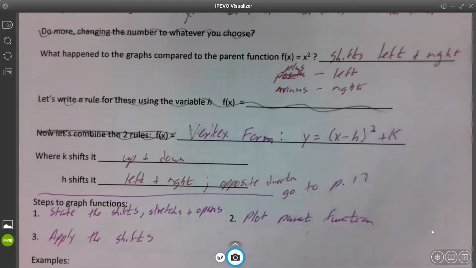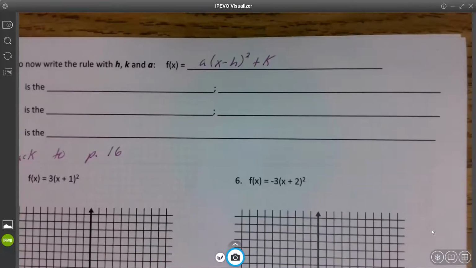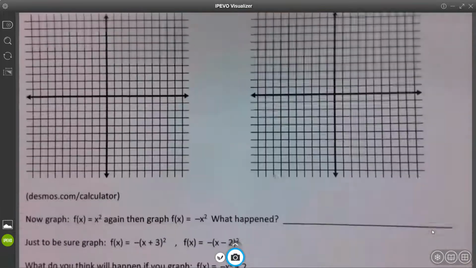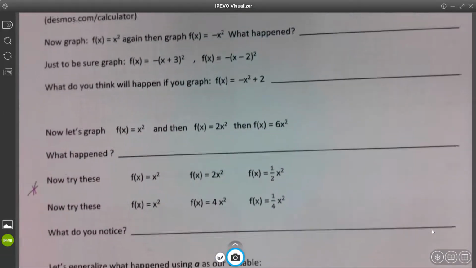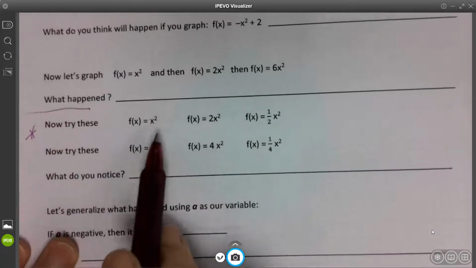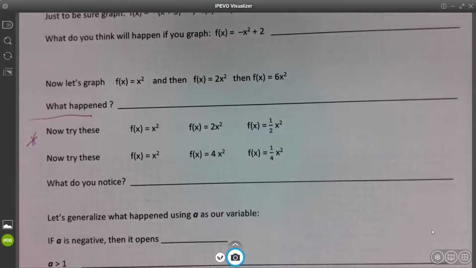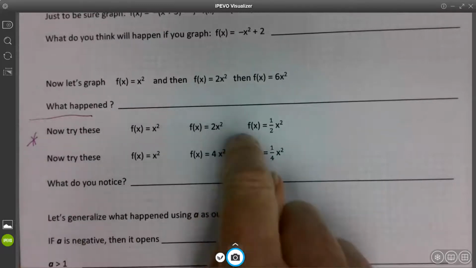Let's go to the next page. So go to page 17. Where did my page 17 go? Right here. On page 17, I want you to skip down to right here. We're going to start right here at where I have f of x equals x squared, 2x squared, 1/2 x squared. Okay? I want you to go to Desmos. And I want you to graph these equations right here.